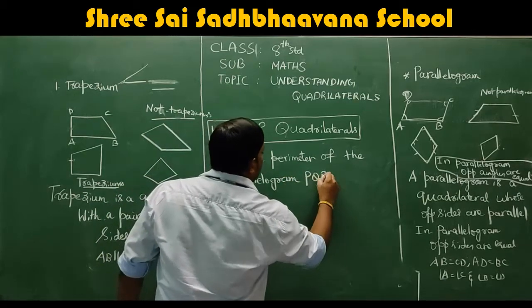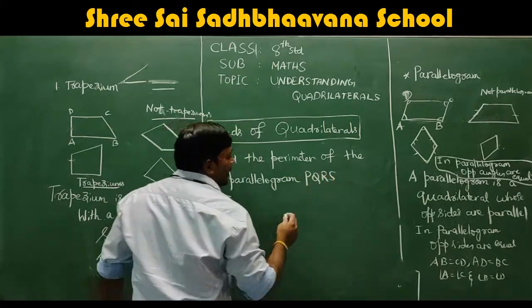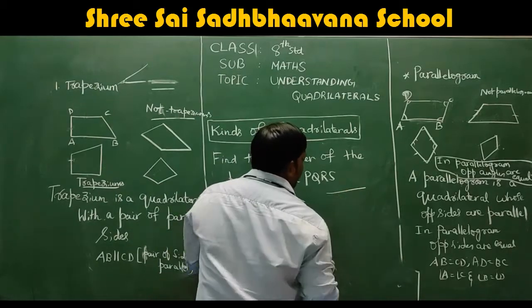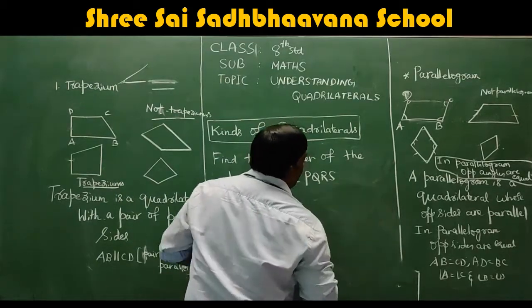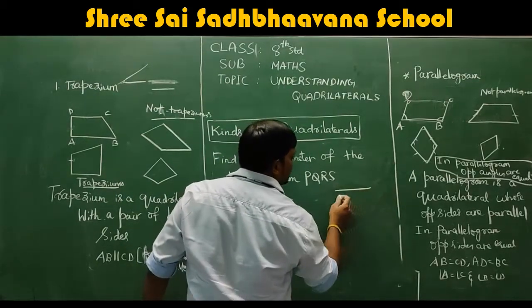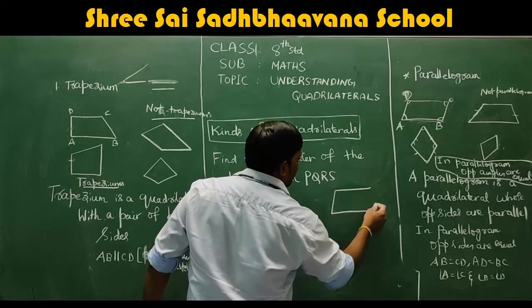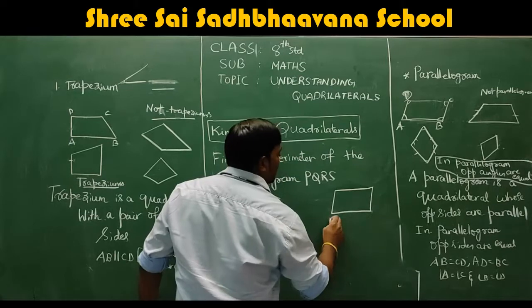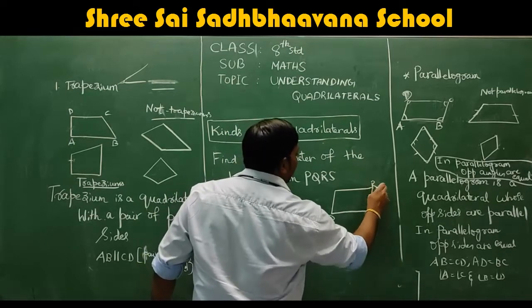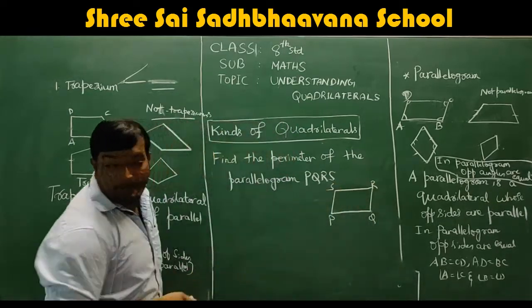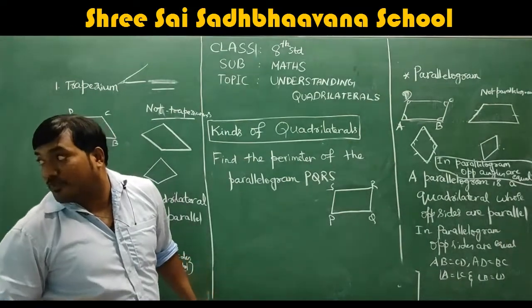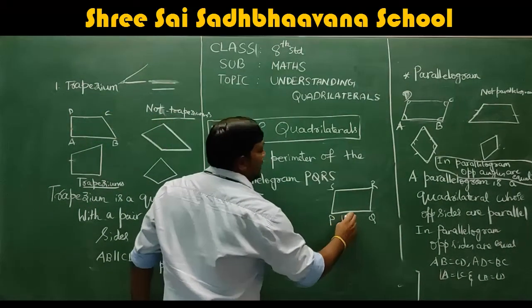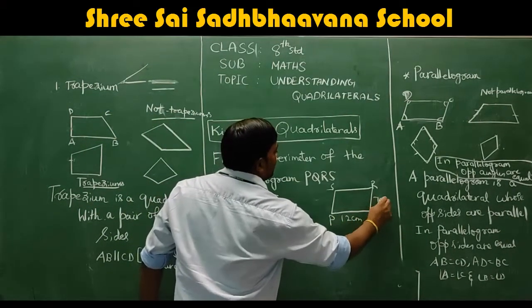PQRS. So the parallelogram PQRS. Okay, I'll just draw that. And the lengths are given as 12 centimeters and 7 centimeters.